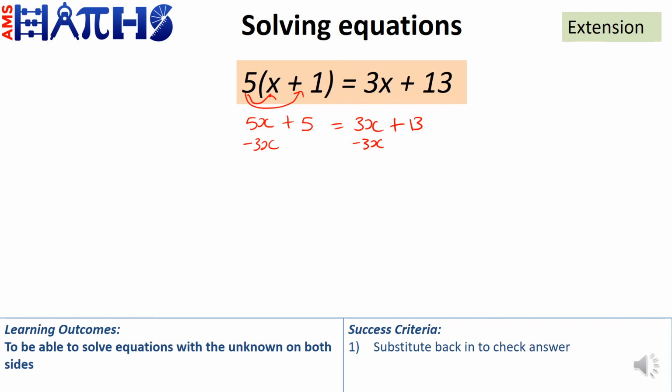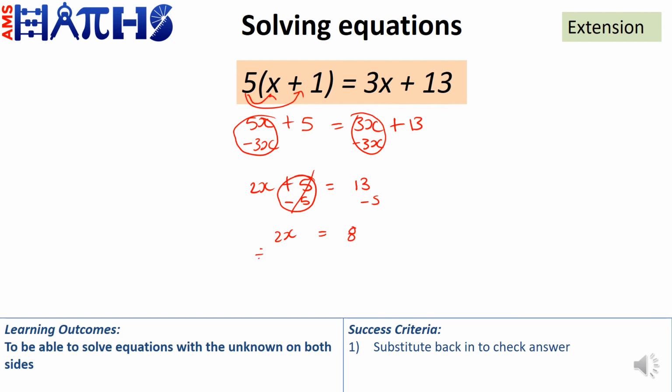So 5x minus 3x is 2x, and then we add 5 to that. As the 5 hasn't been interfered with, it just has to remain. 3x minus 3x is 0, so we're just left with the 13. Then now we have 2x plus 5, so we get rid of that 5, as we know. Subtract 5 on both sides. 5 minus 5 is 0, so we're left with 2x. And 13 minus 5 is 8.